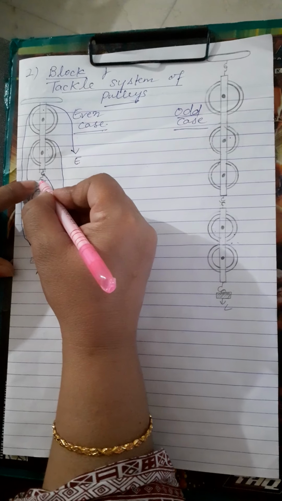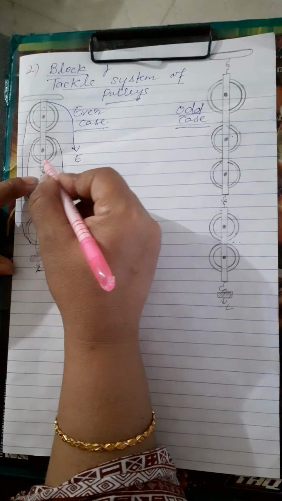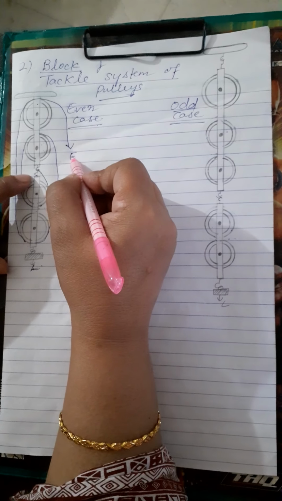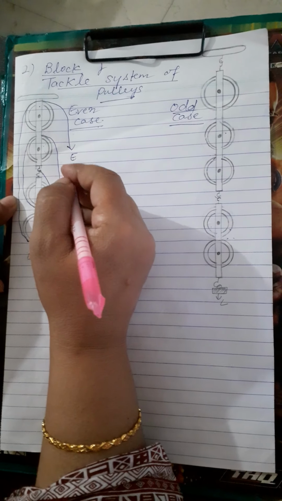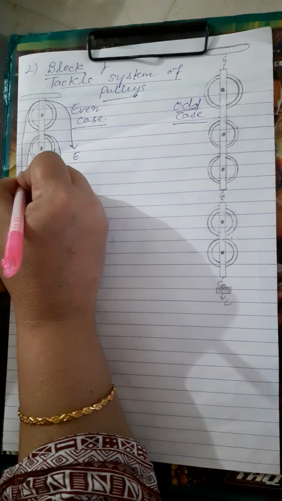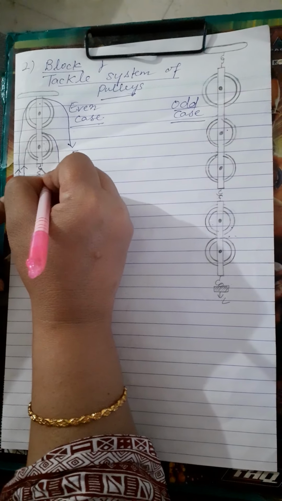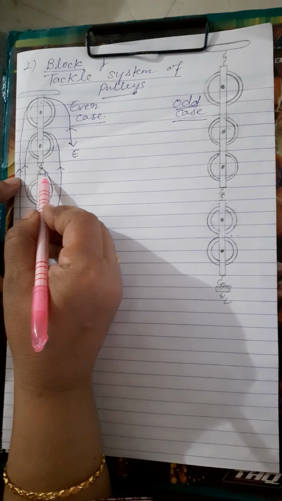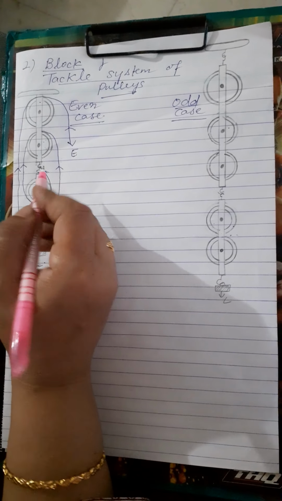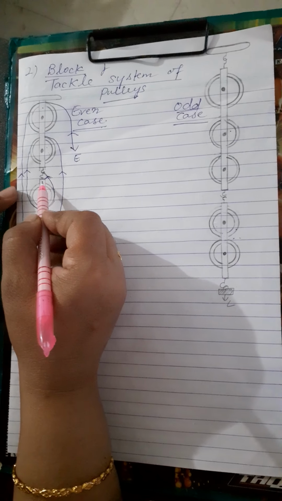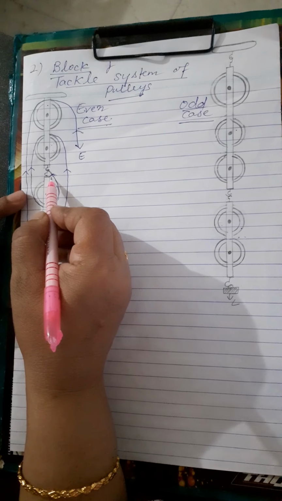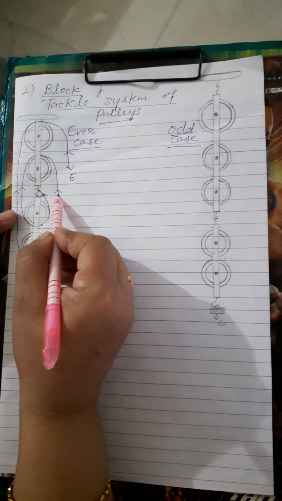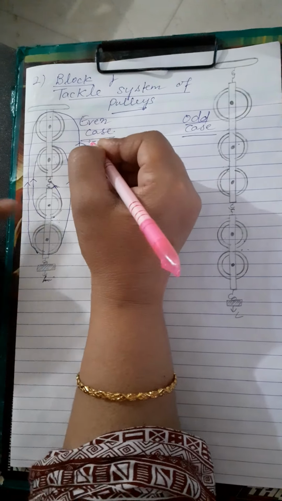So if you start from this hook, then surely your effort will come in the upward direction, which is not convenient, so we have to prefer it like that. Now in all the strands we have to mark the tension. This one, this one, this one, this and this. Sometimes most of the students make the mistake of forgetting to mark the tension in this strand, then you will not get the correct mechanical advantage. So you have to mark upward arrows showing T in all the strands.